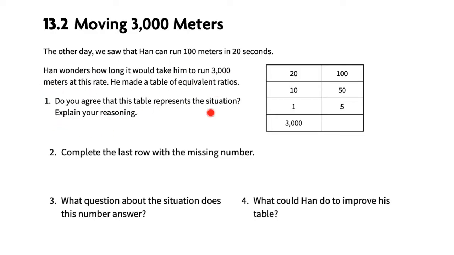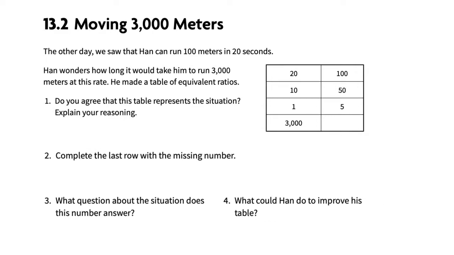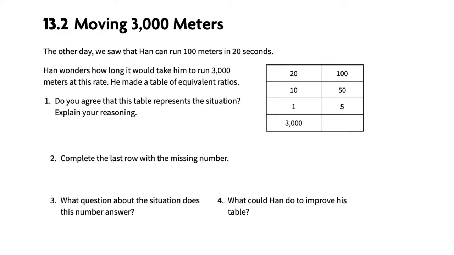Now, do you agree with this table, how this table represents the situation? Well, I see 120 up here. I see 3,000 down here. I'm pretty happy, right? Then why are they asking us if we agree with the table? So we're going to skip all the way to question 4. What could Han do to improve this table?